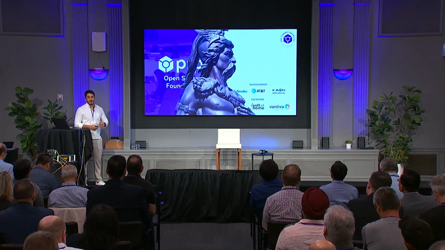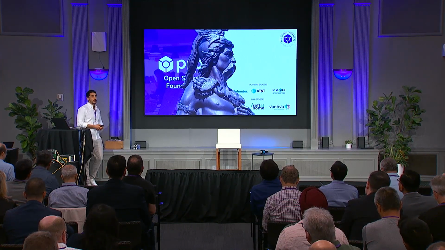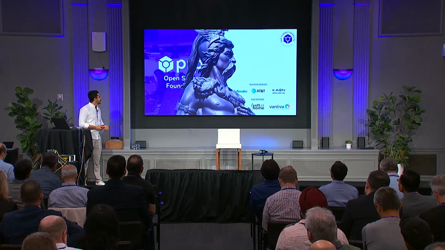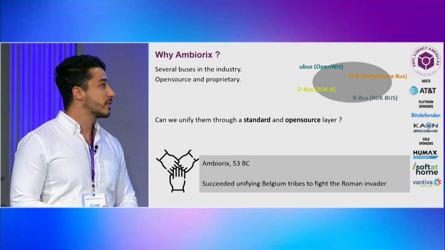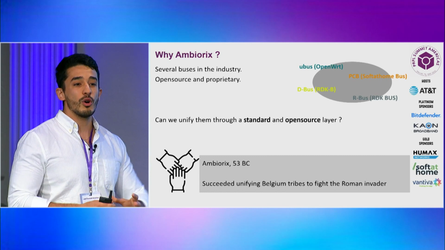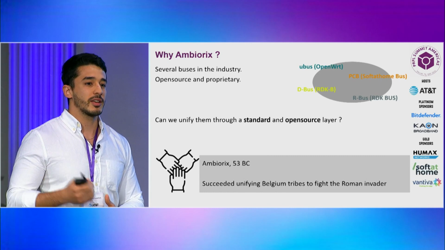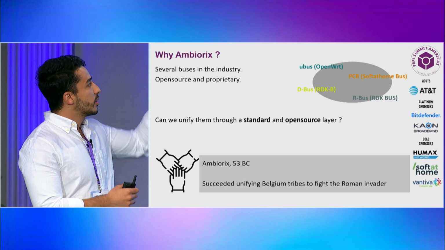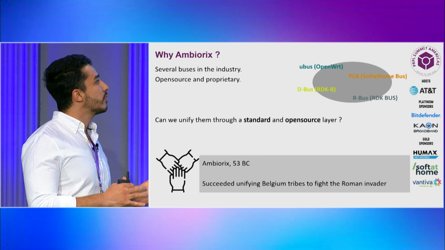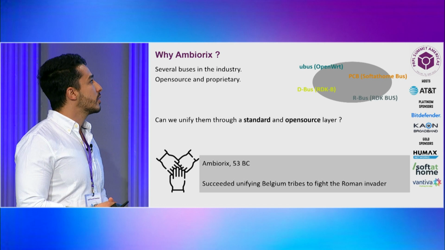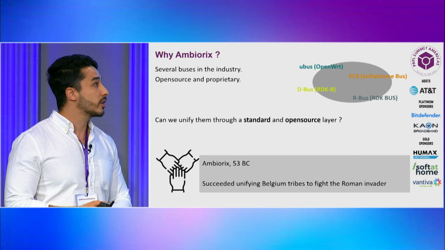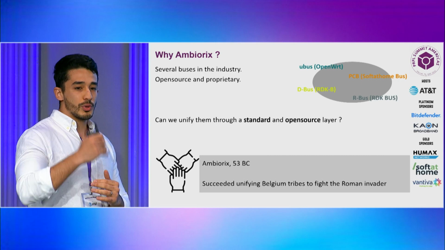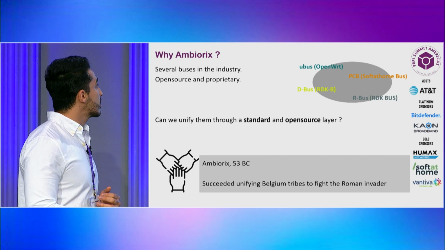Now you may wonder why Ambiorix. Because in the past, Ambiorix was a very famous Belgian king. He succeeded in unifying all the Belgian tribes to fight against the Roman invader. In our case, Ambiorix will unify all the bus systems like ubus, D-Bus, AirBus, and any other proprietary bus to be able to build an application on top of Ambiorix.